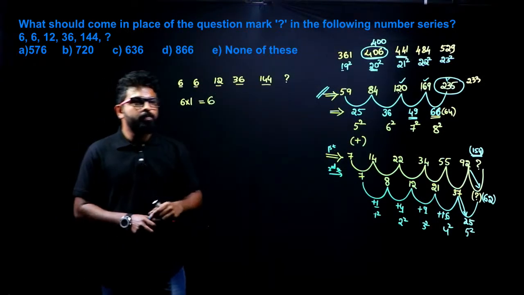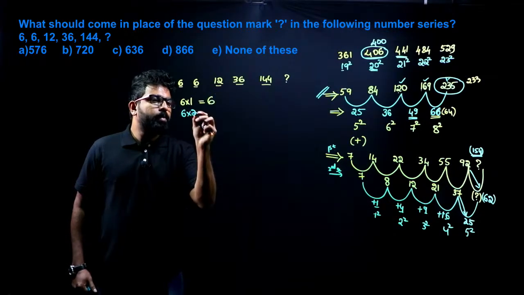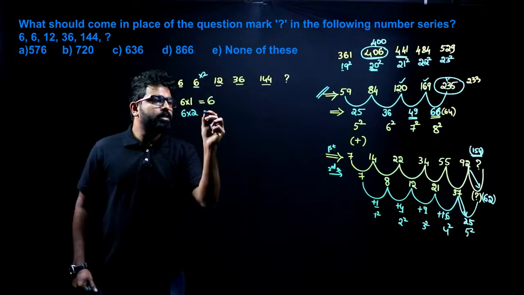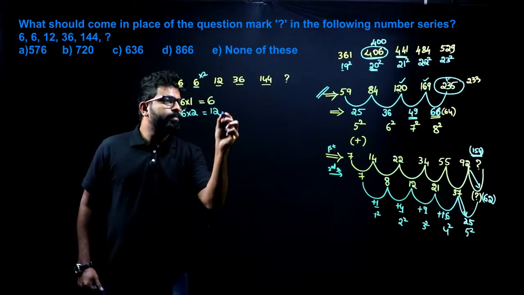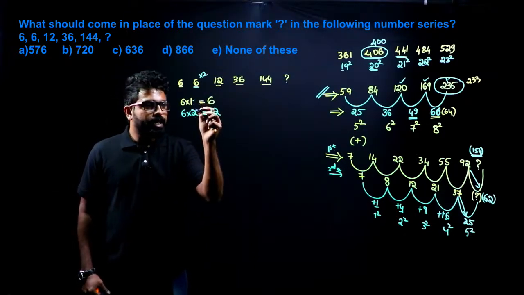Then what did I do? How did I get 12? I multiplied 6 with 2, my second term with 2, and I got my third term. The third term was 12. Then again 36. What did I do here? Here it is multiplied with 1. Here it is multiplied with 2.